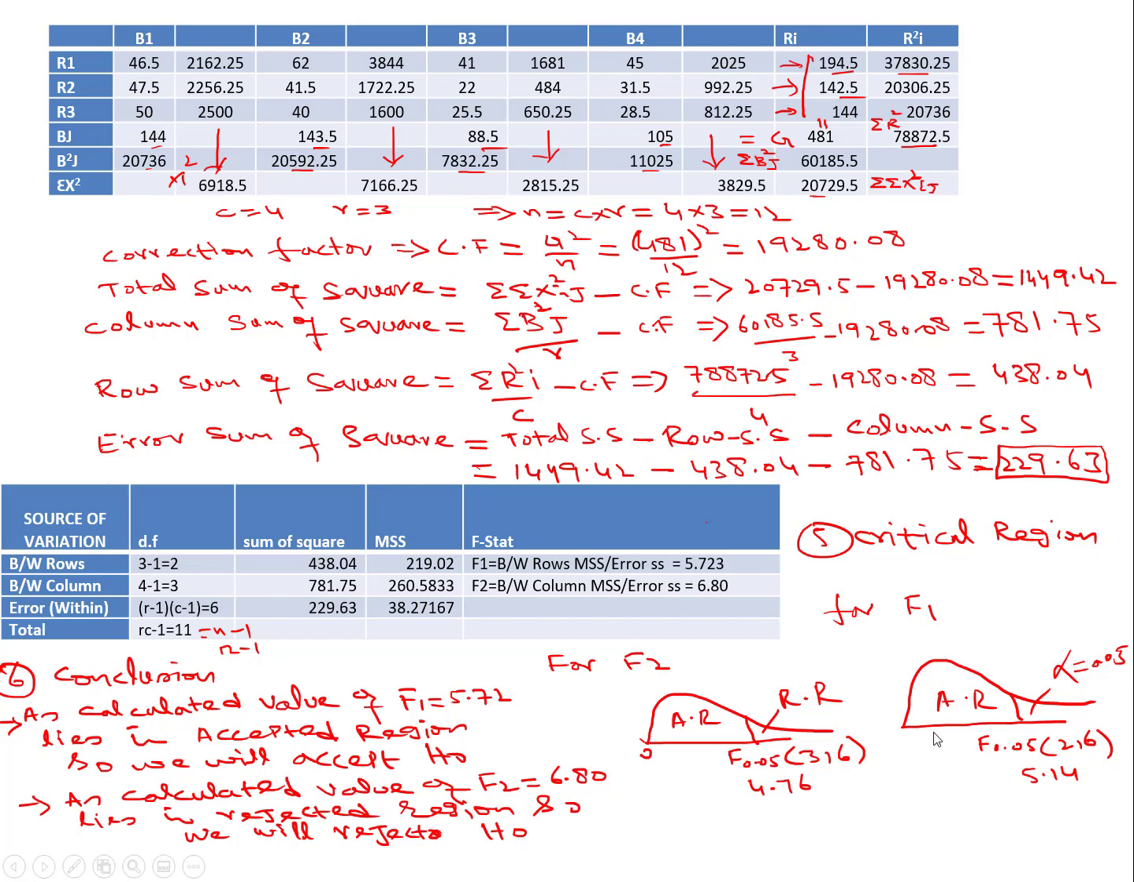So for F1, this is F, which starts from 0, and we want to check it at 0.05. So F1 is for which degree of freedom? For the breeds. So basically this is for the rows, the rations, the rows versus error. The row degree of freedom is 2 and the error degree of freedom is 6. So 2, 6. Once again I am going to the table to find this value for 0.05.